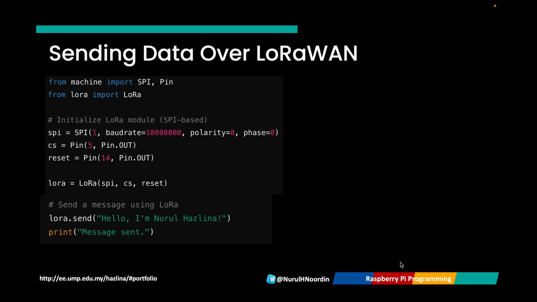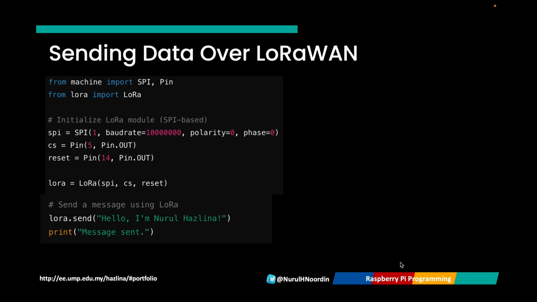These parameters define the SPI mode. Polarity 0 means the clock is low when idle. Phase 0 means the data is sampled on the rising edge of the clock. SPI is used to communicate with LoRaWAN receiver modules such as the SX1276 or RA-02.